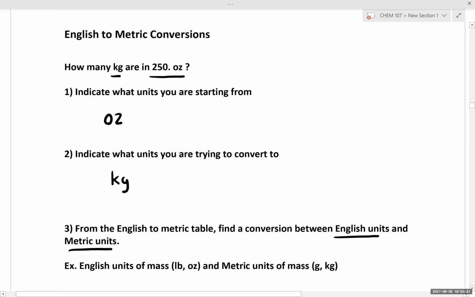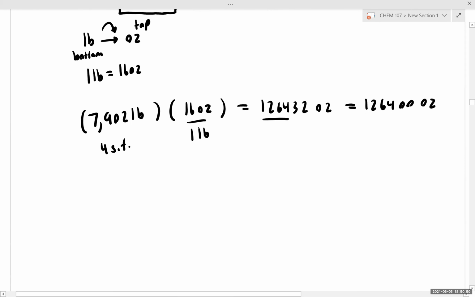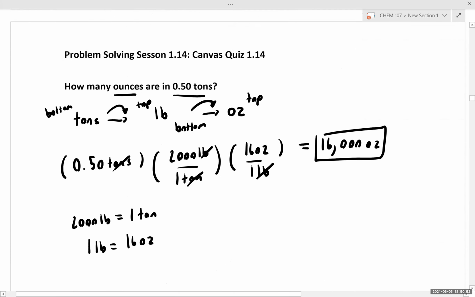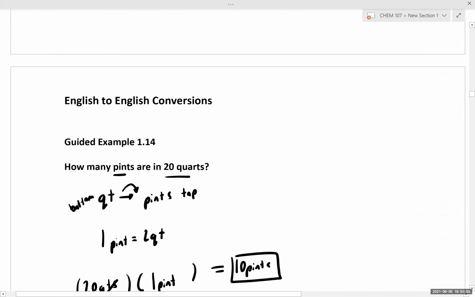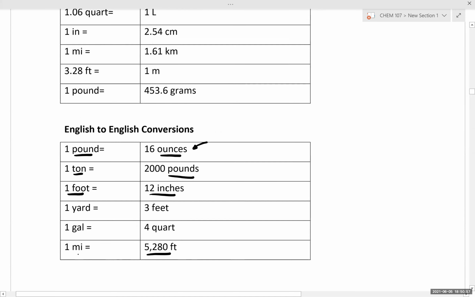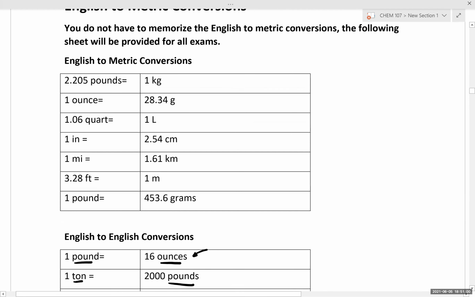So let's go to our English to metric table. So we have English and metric units of mass. Looking at our English to metric table, we have two potential options. We can either go between pounds and kilograms, or we can go between ounces and grams. Both are reasonable. I'm just going to show the conversion between kilograms and pounds.